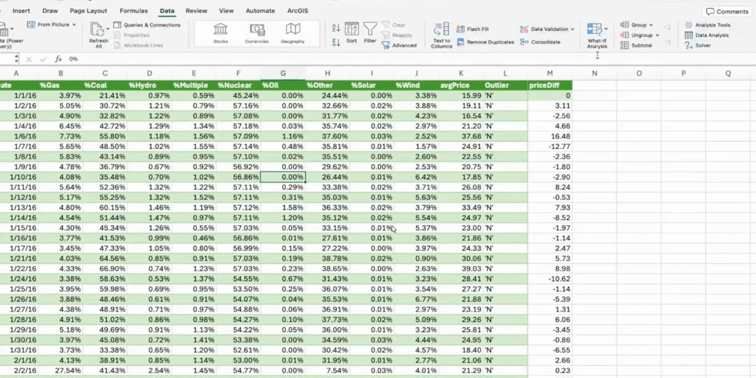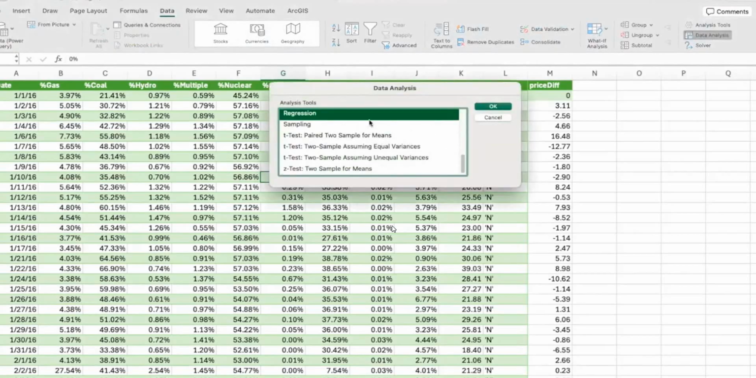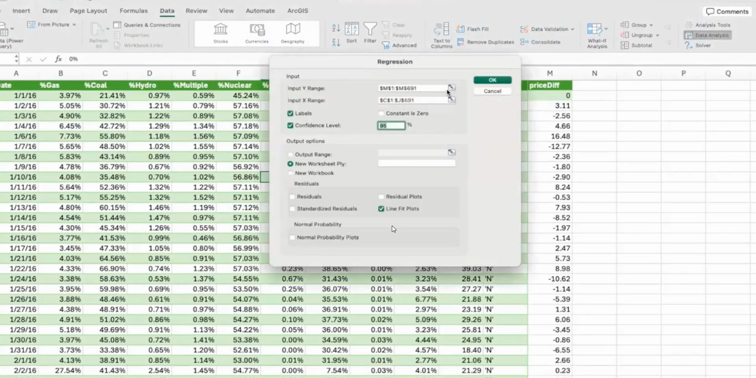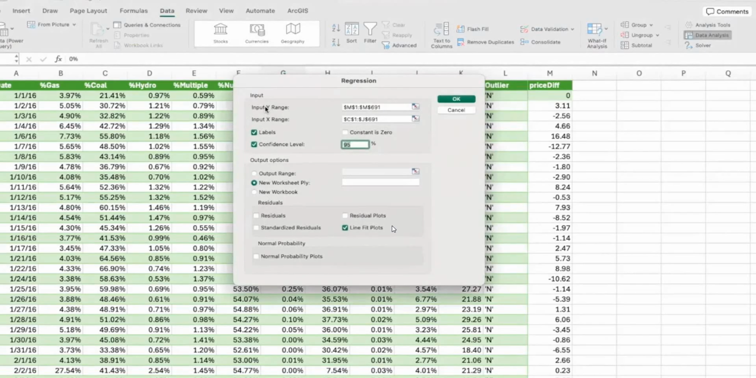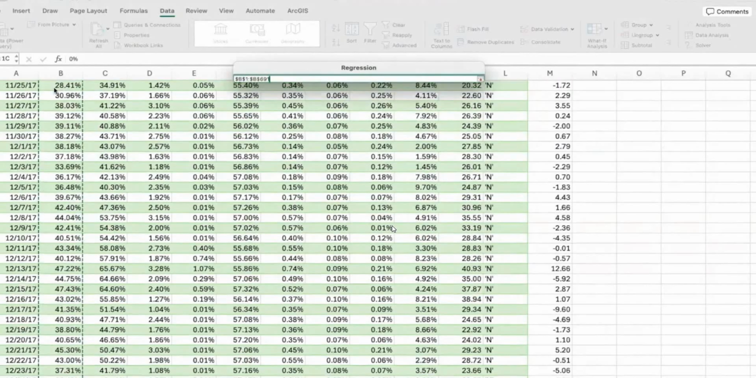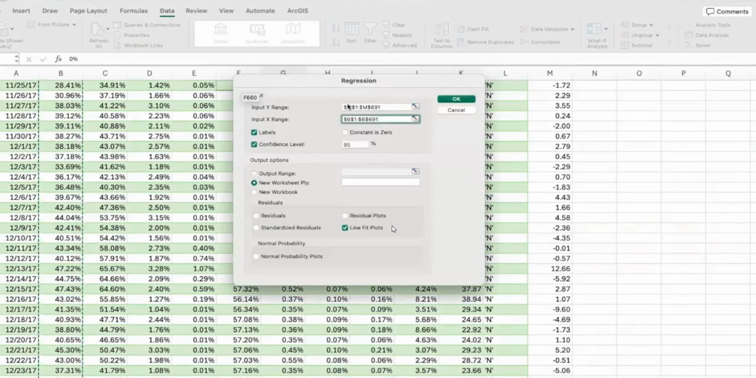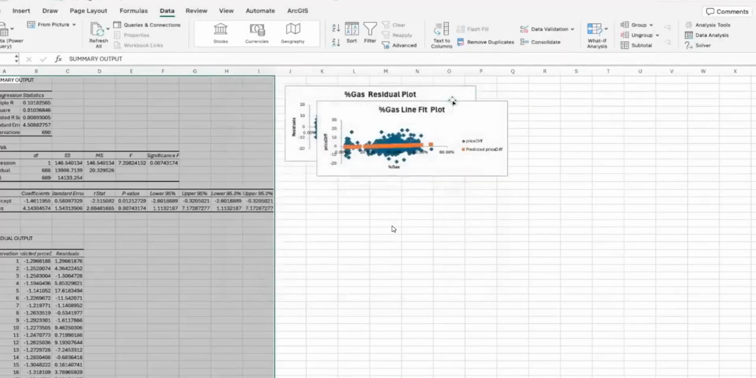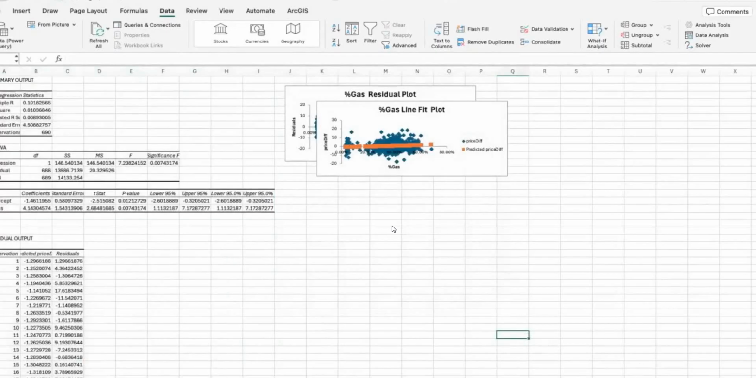So let's do the regression analysis, the data analysis regression. And here, our outcome Y is the price difference, and the input is just the percent gas. So we have percent gas, and for those, let's see, that's our residuals. Also the residual plot and the line fit plot. We can also select this one, and we click OK. And here we get the result.